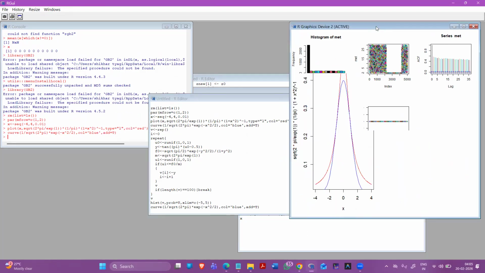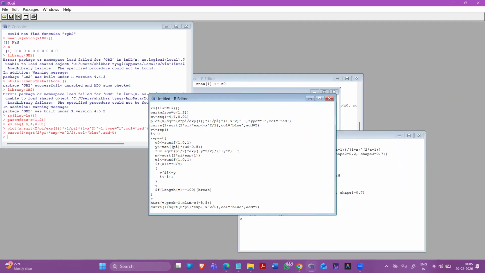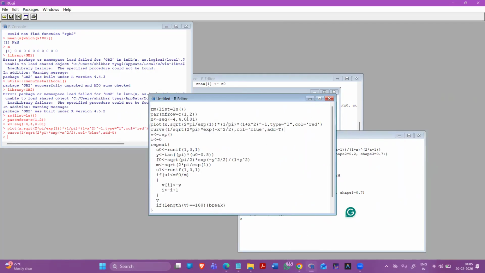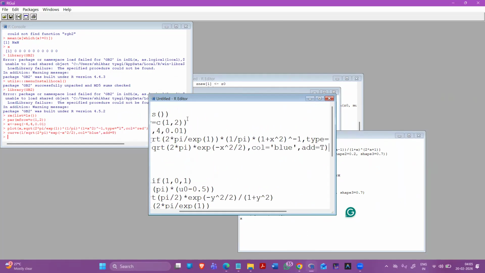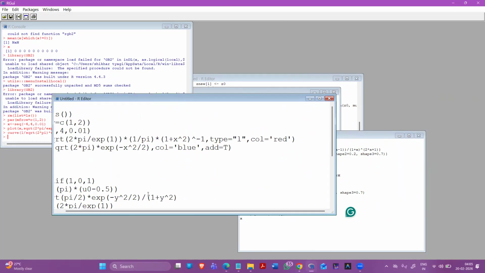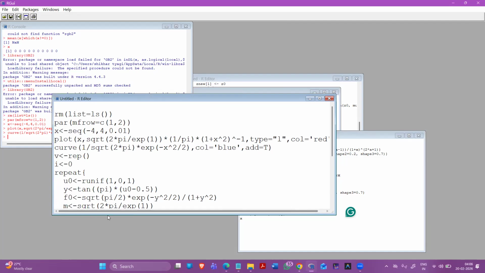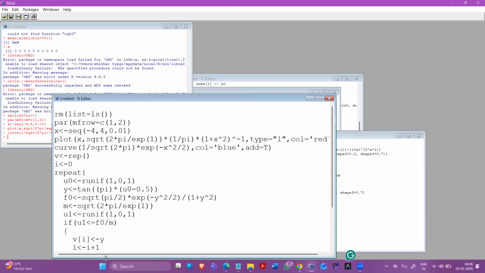Sorry. So here, what we are doing, is it visible for you? The R code. Is it visible? All right.